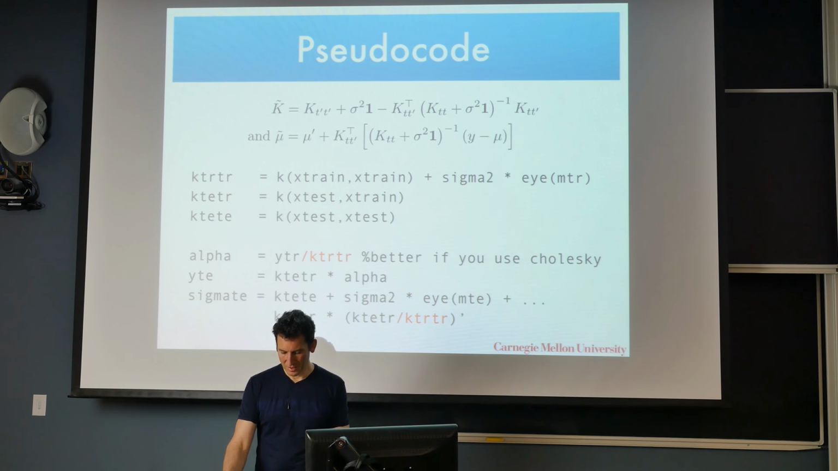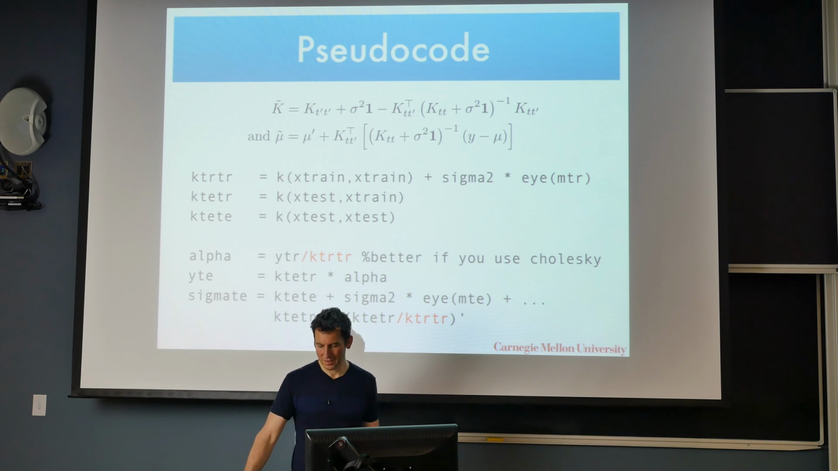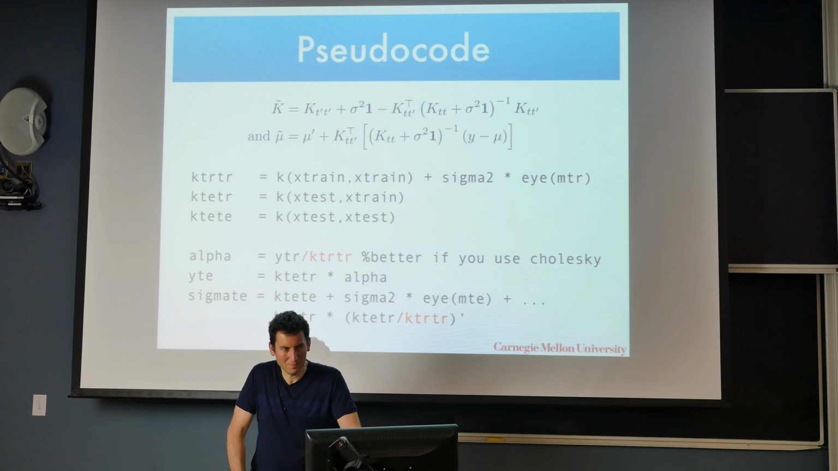Okay. And here's the entire pseudocode. So if you ever need to implement this, all you need is access to something that computes a kernel function. You just throw that in, and basically it's 7 lines of MATLAB or Python code, and you're done.